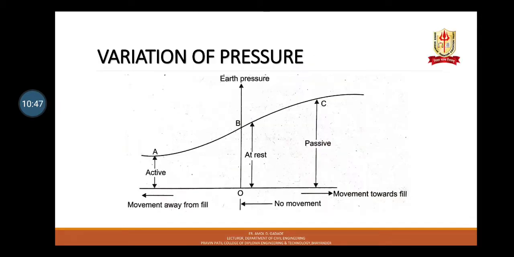Next is variation of pressure. The figure shows the variation of earth pressure with the wall movement. Point B represents the case when there is no movement of the wall. It indicates the at rest pressure. By the figure, it is clear that the minimum pressure is called the active pressure, and the maximum pressure is called the passive earth pressure. You can see this in the diagram also. For active pressure, the movement is away from the fill, and for movement towards the fill, passive pressure happens. And for earth pressure at rest, no movement is applied.